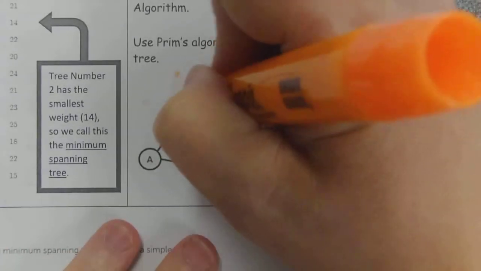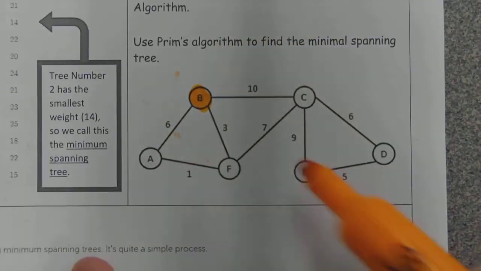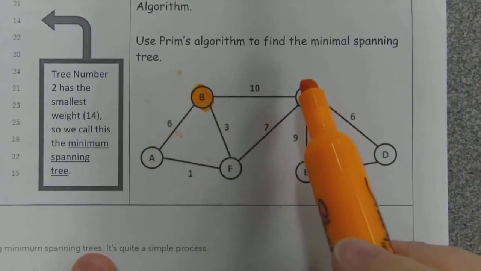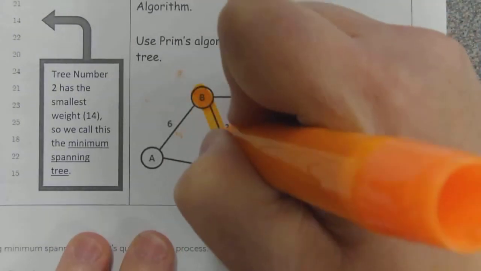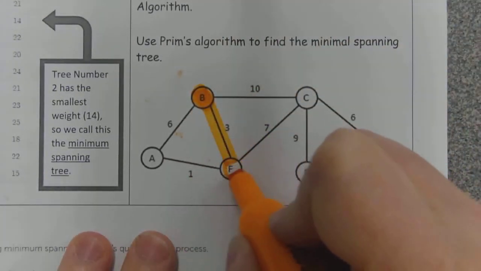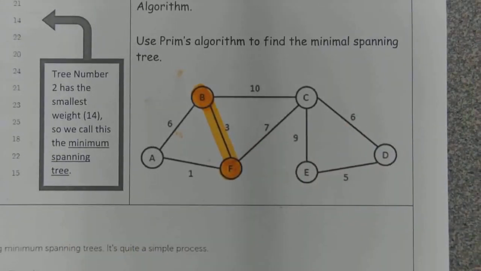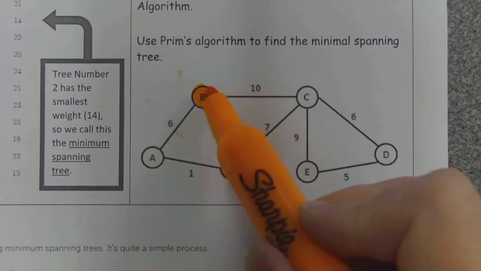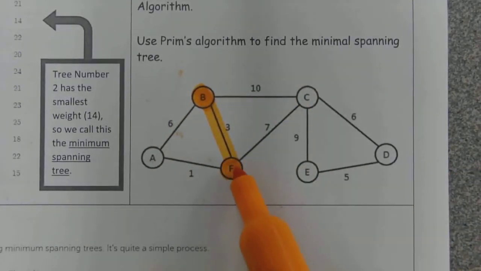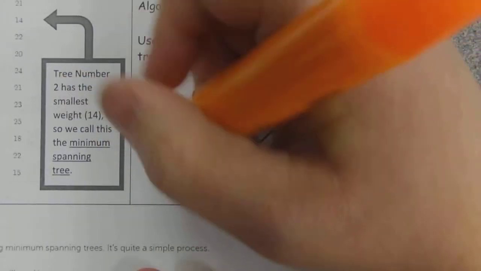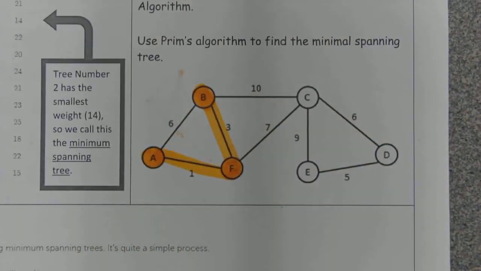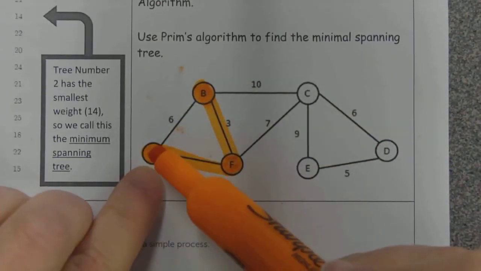Let's just choose a vertex. Say I choose vertex B to start with. I look at vertex B and I'm like, oh, I could go 6 this direction, 3 this direction, or 10 that direction. Well, the least amount is 3, so I'm going to go 3 and use vertex F. Now looking from B, I have 6 this direction or 10 that direction, but I can also look from F now. I have 1 this direction or 7 that direction. Well, 1 is the least, so I'm going to go with 1.